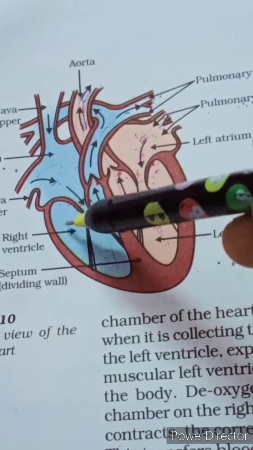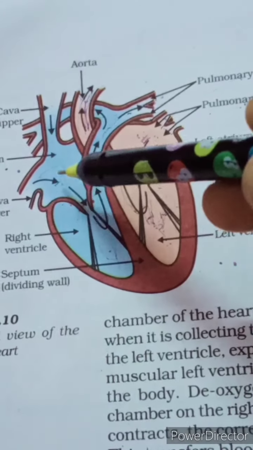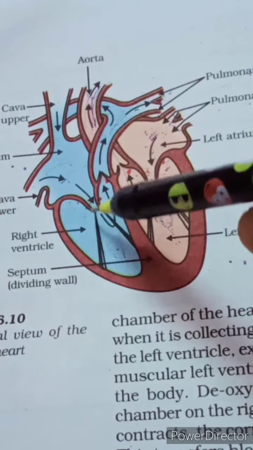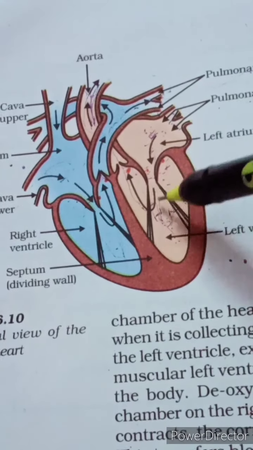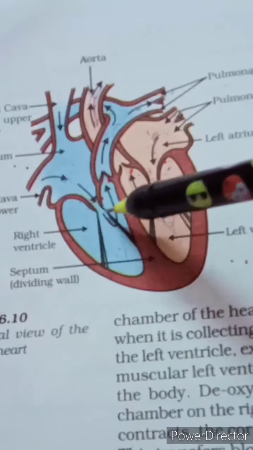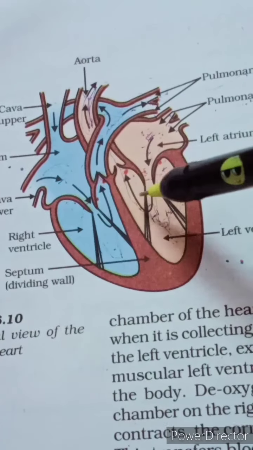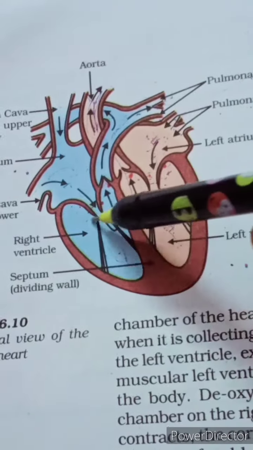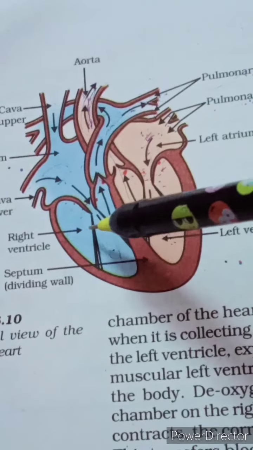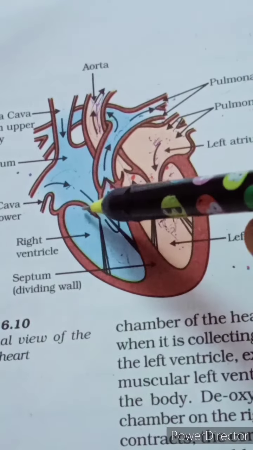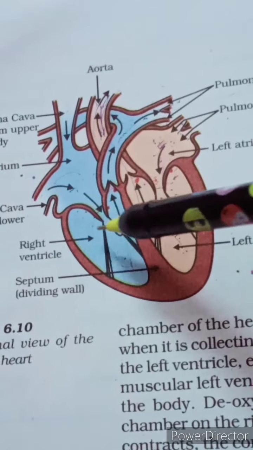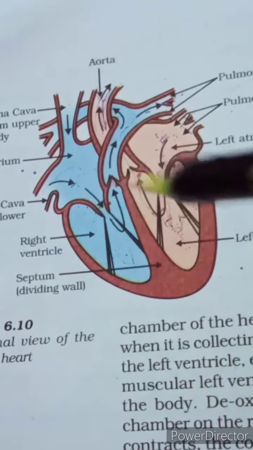Now you can see there are four valves involved. Between the right auricle and right ventricle is the tricuspid valve, between the left auricle and left ventricle the bicuspid valve, inside the pulmonary artery the pulmonary valve, and inside the aorta the aortic valve. So the four valves located in the heart prevent the backflow of blood. That means from ventricle to auricle the backflow of blood should not take place. So they help to prevent the backflow of blood in the heart.